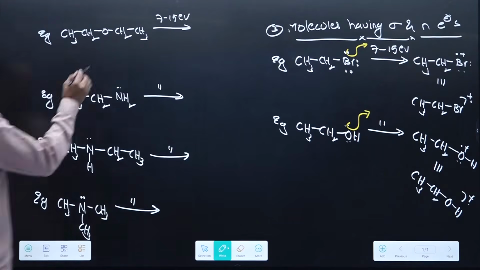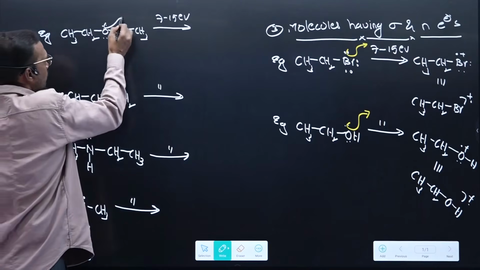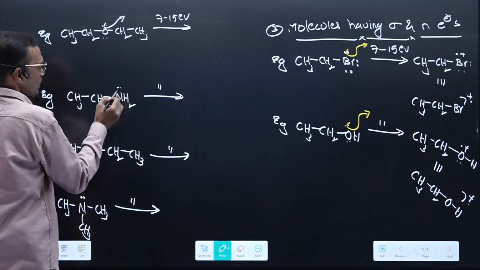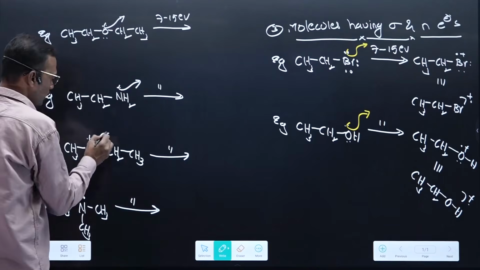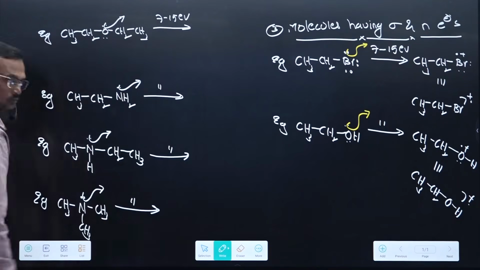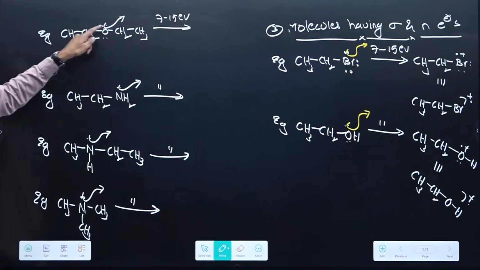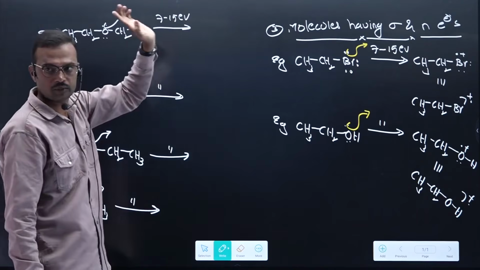Can I remove from here? 2 lone pairs are there, remove an electron from here. Put radical cation, that is your answer. Remove 1 electron, remove 1 more electron, everywhere the same. Will you write the answer? After removing the electron, put cation. That's it.